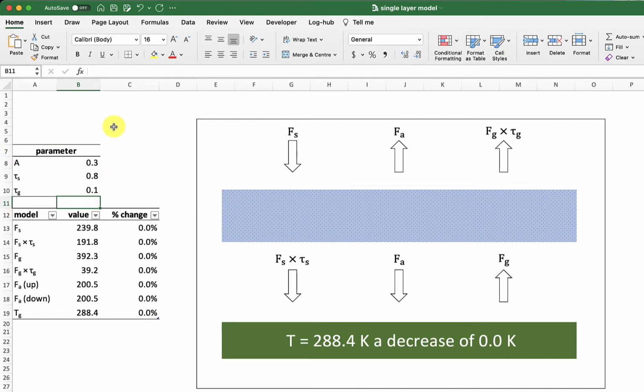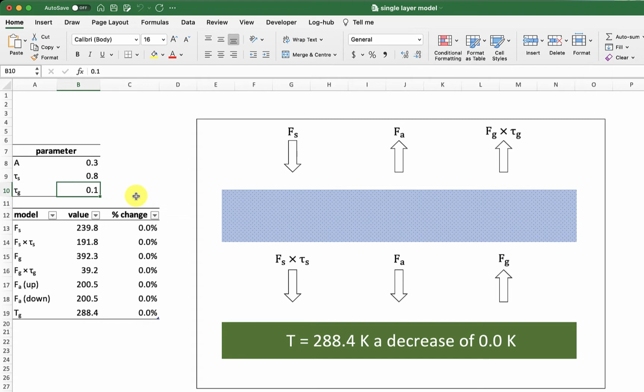In this top left panel, we have the parameters that we can change to see their effect on the Earth's surface temperature. These parameters are the albedo, the fraction of solar flux that gets through the atmosphere, and the fraction of the ground flux that gets through the atmosphere and escapes to space.